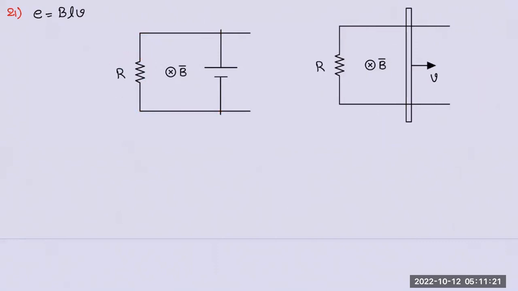Now, this is BLV. Now, current I. They want the current in the resistance, right? I is equal to V by R. I is equal to BLV by R.